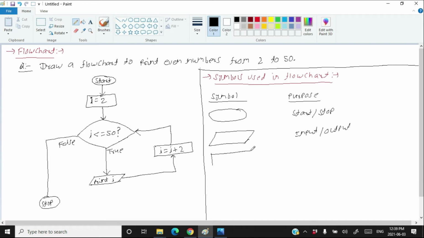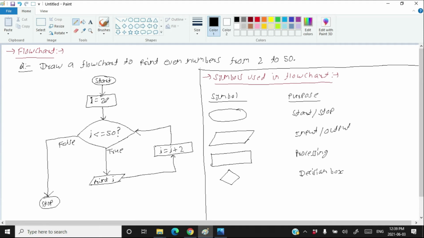The normal rectangle is used for processing. Diamond, decision box. The arrows. Don't forget to give arrows. If you forget to give arrows, that means this is a mistake. I just forgot to give an arrow here. This was a mistake. You should always give arrows.